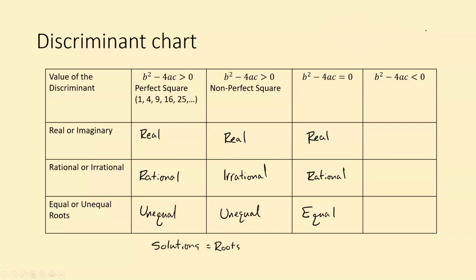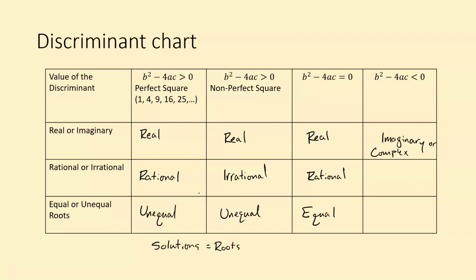So let's go ahead and look at this last example where the discriminant is negative, less than 0. So that would be imaginary roots, or sometimes you'll hear these called complex roots. And that's kind of it for this column.